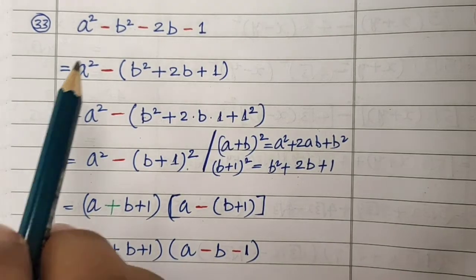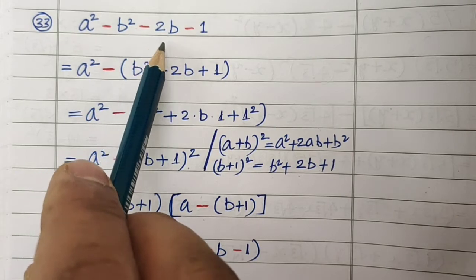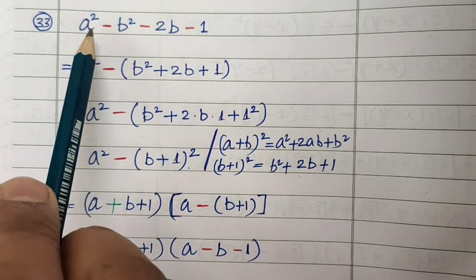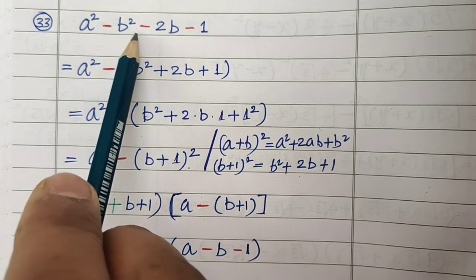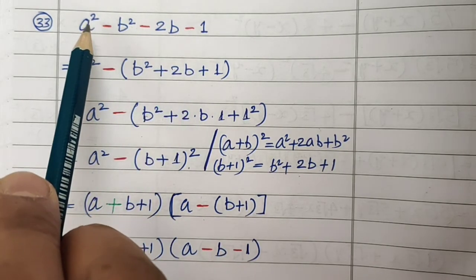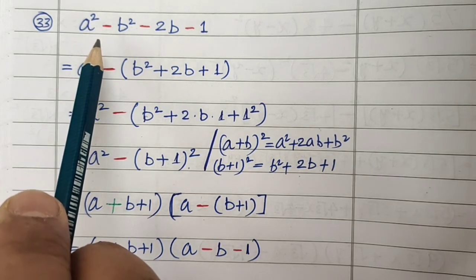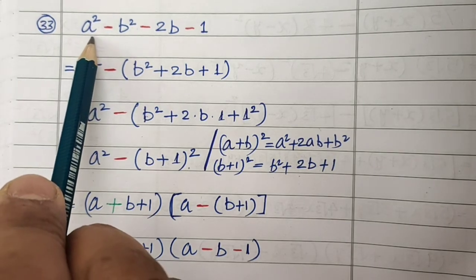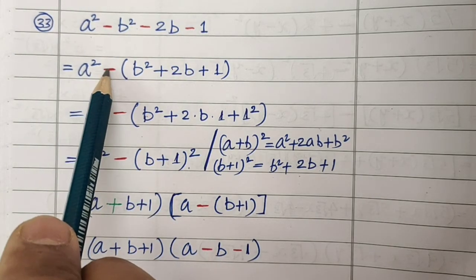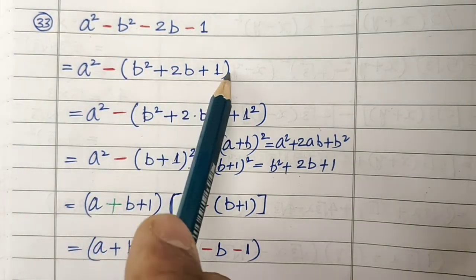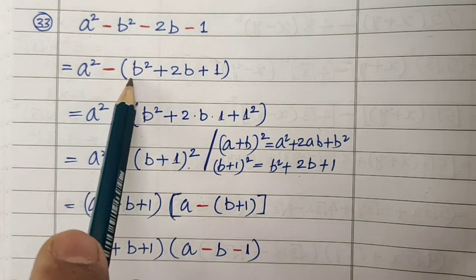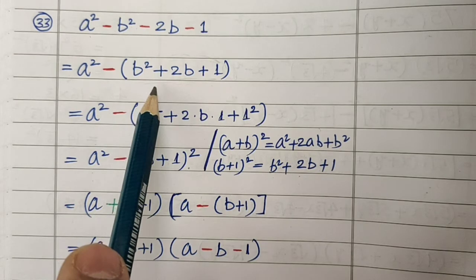Factorize a square minus b square minus 2b minus 1. Just observe there is a square here and all the places minus. Let us see whether this can be converted into a square minus b square form. A square is already there and all the places minus is there. Take out minus. So a square minus b. So we have to see whether this can be converted into a b square form. We already have a square minus. Try to bring this into a b square form.